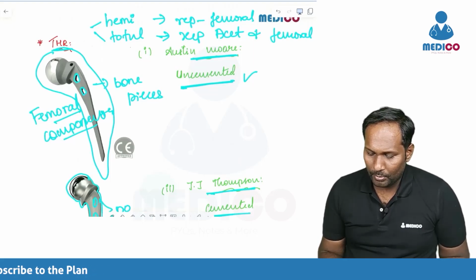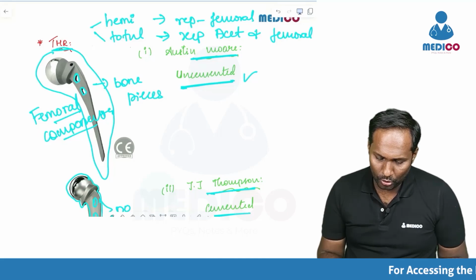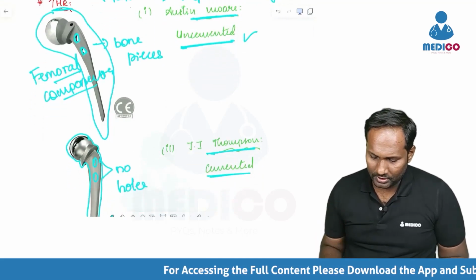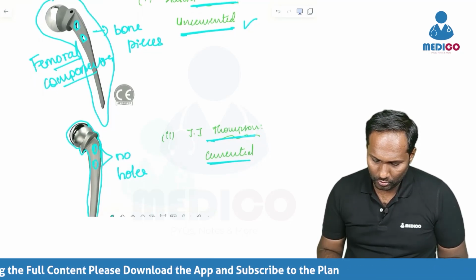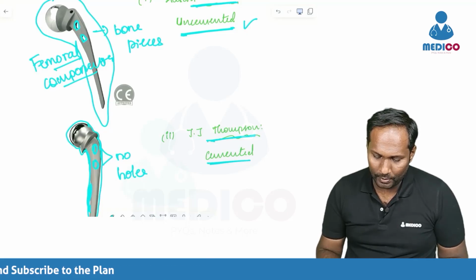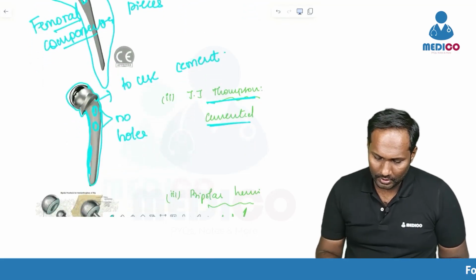The Austin Moore femoral component is mainly for uncemented. How do you identify? It's a single piece and there will be 2 holes to fix in bone pieces. For J.J. Thompson, it will be a single piece, but no holes to put the bone fragments. Rather, this will be tapered to use the cement. So that is the difference.